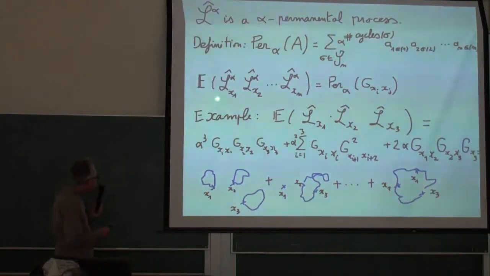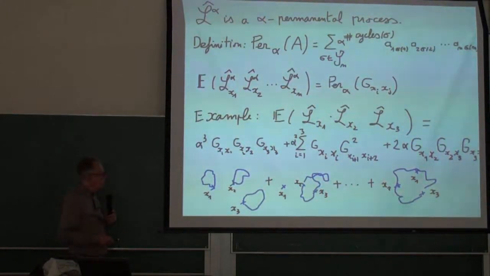Then the moments of this occupation field are given by the alpha permanent of the Green function evaluated at the points x1, x2, up to xn, which can be the same. So for example, if I take 3 points, I get a sum of 6 terms with different factors, alpha cubed, alpha squared, alpha. And you see very clearly to what they correspond.